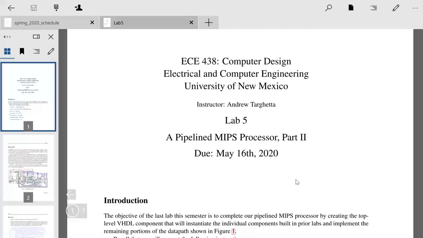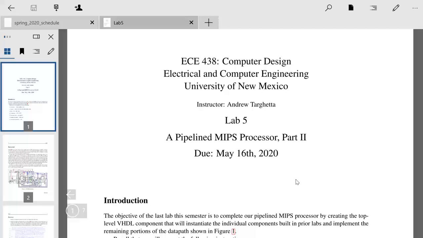I went through and briefly looked at what some of you have done, and so far it looks pretty good. I need to officially grade all of these labs. I've got a lot of grading to do. I'm a little behind on that.